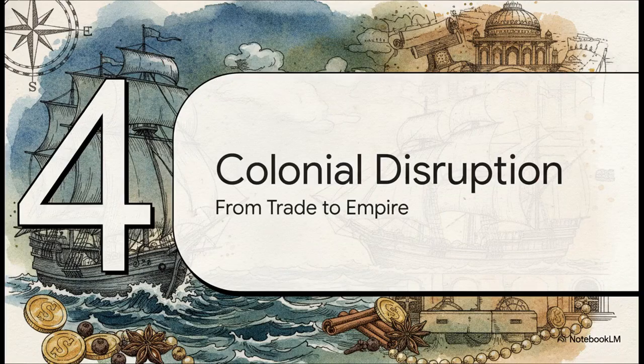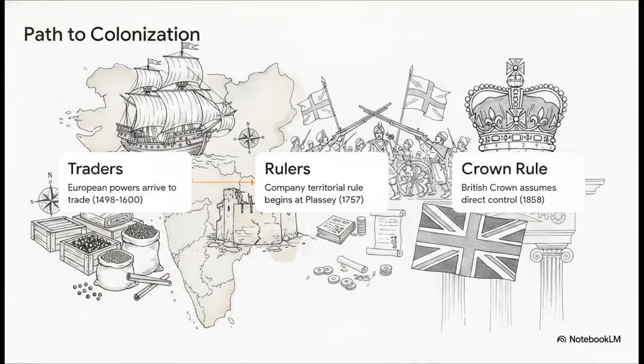And that power vacuum? It leads right into our fourth epic, colonial disruption, taking us from trade to empire. This marks a dark geopolitical disruption where the subcontinent's incredible wealth attracted foreign powers who basically dismantled local authority. Let's see how this builds, because this absolutely wasn't an overnight conquest. It was an aggressive, multi-step progression.